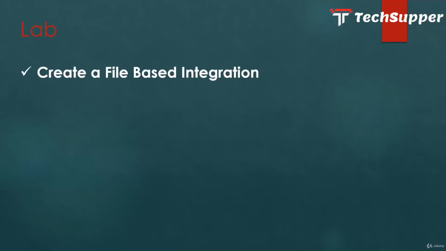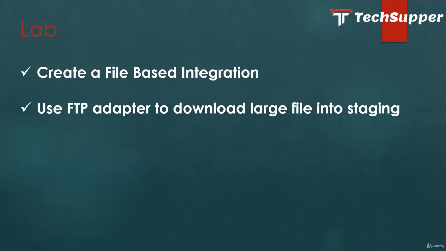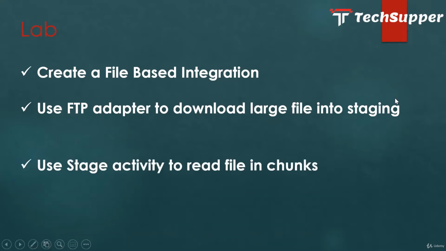Here we are going to create a file-based integration. Then we will use an FTP adapter to download a large file into a staging area. We have a CSV file kept on the FTP location which is more than 10 MB. We use the FTP adapter to download this large file into the staging area, because the FTP adapter has a limitation that it cannot read a file greater than 10 MB. Hence, we have to first download that file.